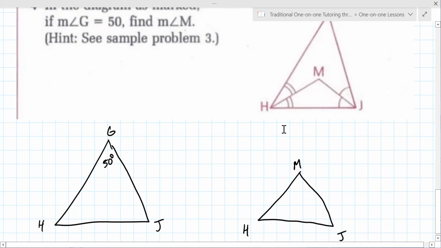So if I call this angle at H X, then we know that the big angle over here is 2 of them, X and X. It's actually 2X. And then over here on the right, we can call this one Y. So that's that Y there, and then the whole thing is 2Y.